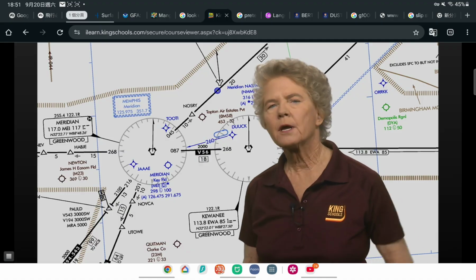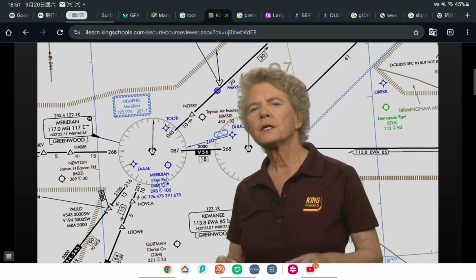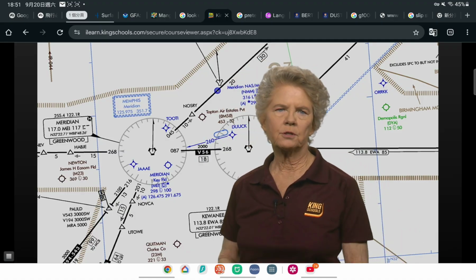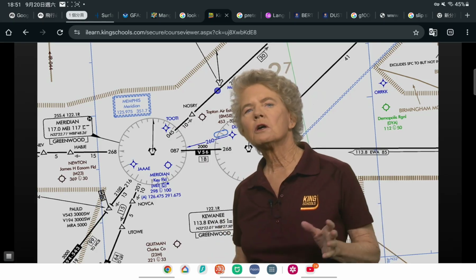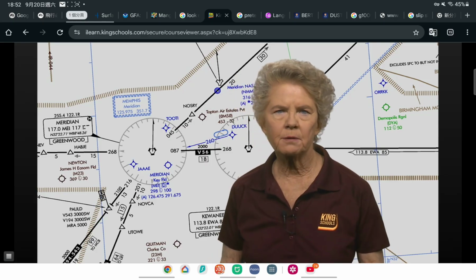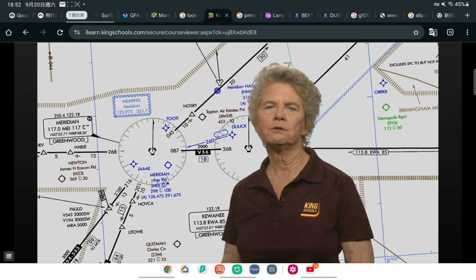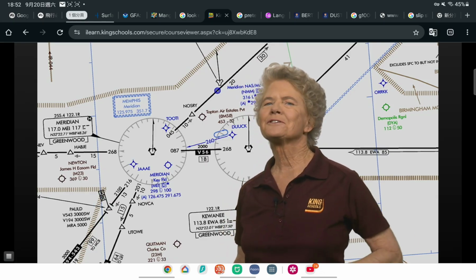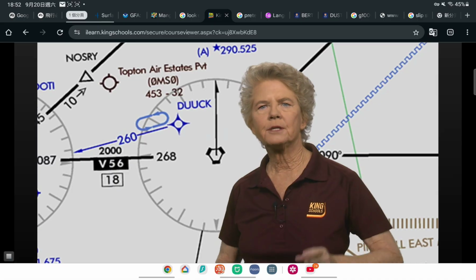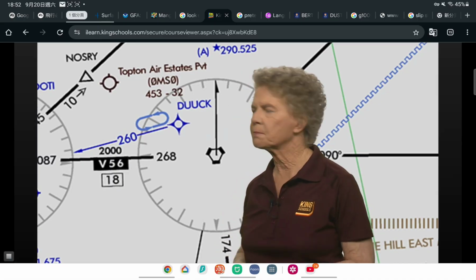Whether or not an airport has an instrument approach affects the floor of controlled airspace. In a minute, we'll talk about how airports with instrument approaches are shown on the low altitude en route chart. But first, let's take a look at an airport that does not have an instrument approach.